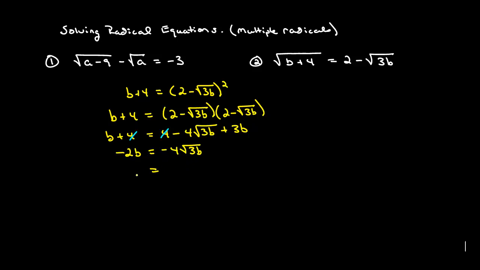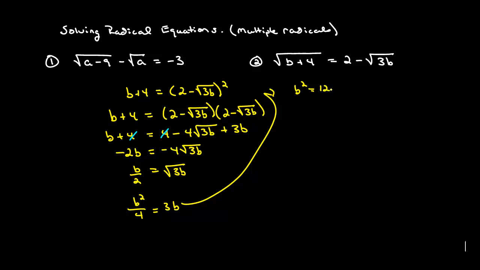We'll divide both sides by negative 4, which will give me b over 2 is equal to the square root of 3b. And if we square both sides, we have b squared over 4 is equal to 3b. Now we got to try to solve that. So let's multiply both sides by 4. So we get b squared is equal to 12b. So b squared minus 12b is equal to 0, or b times b minus 12 is equal to 0. Zero product property tells us that either b is 0 or b is 12.